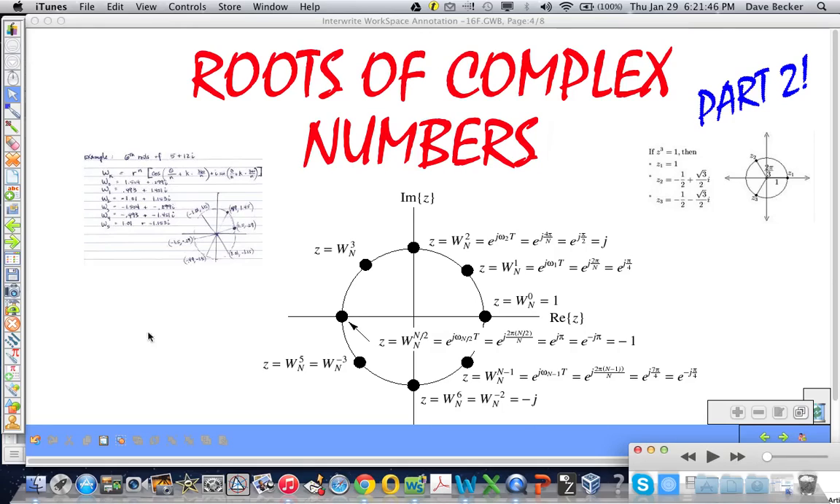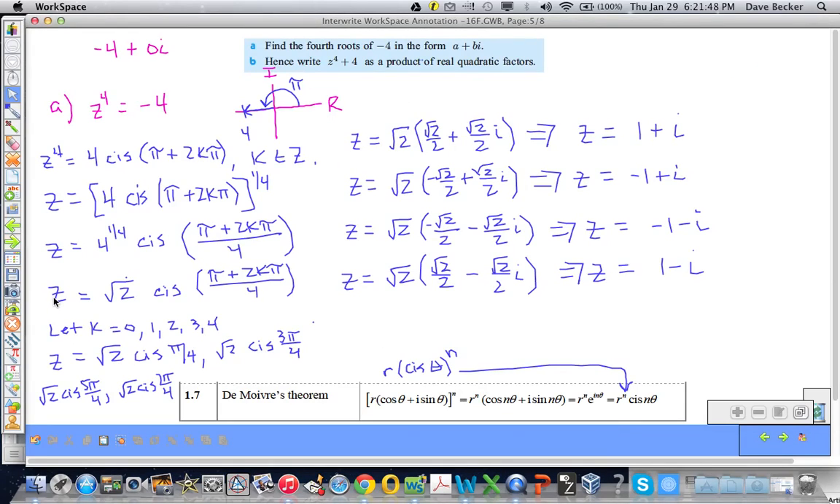Let's get to it. When we left off, we had found the fourth roots of -4, and we put them in the form a plus bi. So we had 1 plus i, 1 minus i, -1 plus i, -1 minus i. And we're going to use that info to write z to the fourth plus 4 as a product of real quadratic factors.